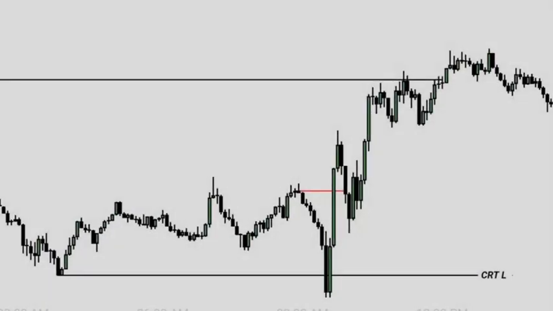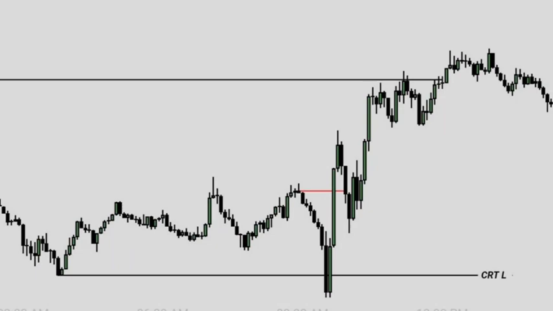Now this is how it looks on a lower time frame. When you mark out your CRT high and your CRT low on the higher time frame, which is the 4-hour time frame, you will scale down to your lower time frame for your entry. And the lower time frames we are using for our entry are the 5 minutes and the 1 minute.